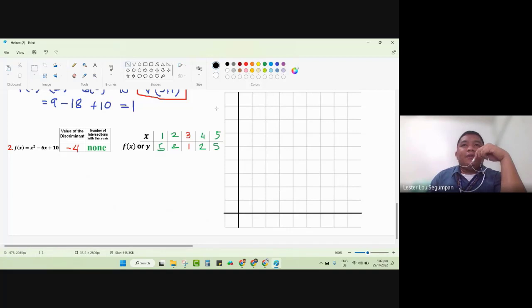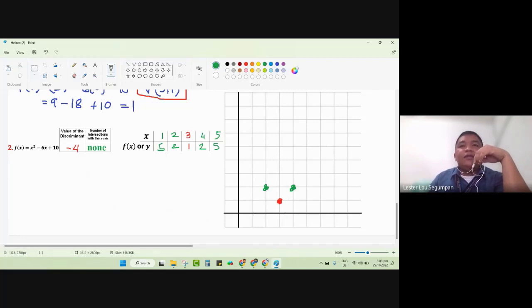So let's plot the points using the vertex at 3, 1. This is your vertex. The next point is at 2 and 2. You also have 4 and 2. Looking at these 3 points, you would see that it will just open upward, which is still supported by the value of a being greater than 1. Our parabola will open upward and it will never intersect the x-axis.